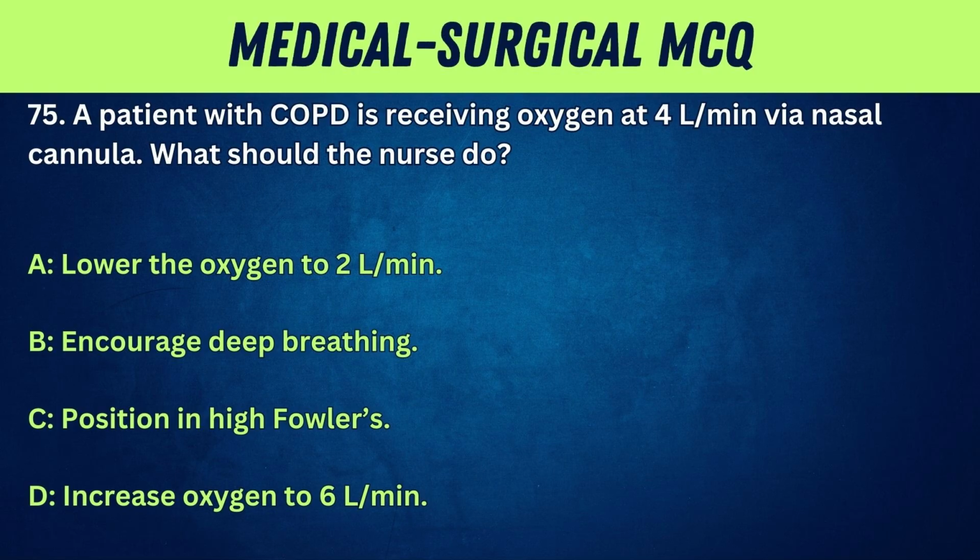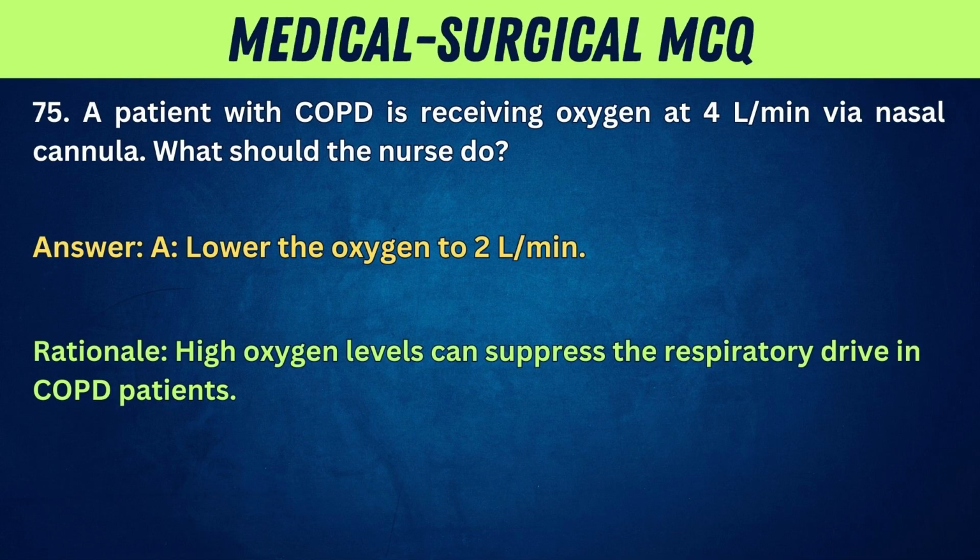75. A patient with COPD is receiving oxygen at 4 liters per minute via nasal cannula. What should the nurse do? A. Lower the oxygen to 2 liters per minute. B. Encourage deep breathing. C. Position in high Fowler's. D. Increase oxygen to 6 liters per minute. Answer: A. Lower the oxygen to 2 liters per minute. Rationale: High oxygen levels can suppress the respiratory drive in COPD patients.